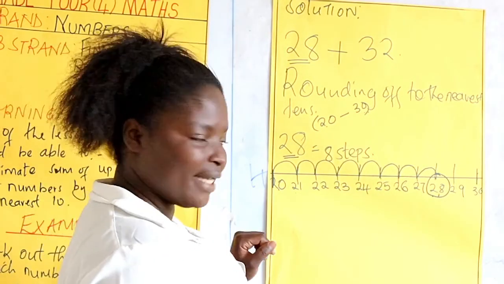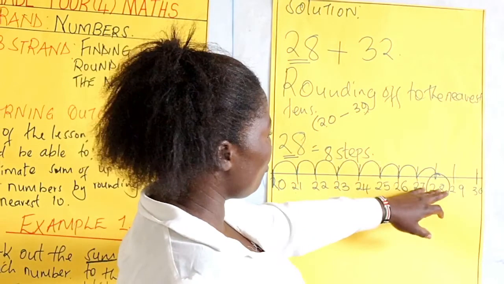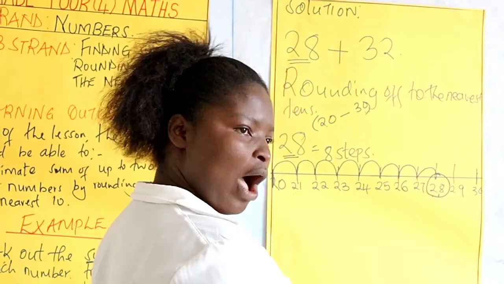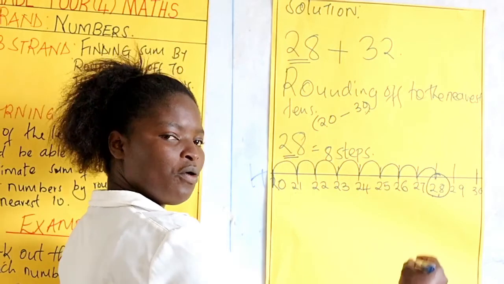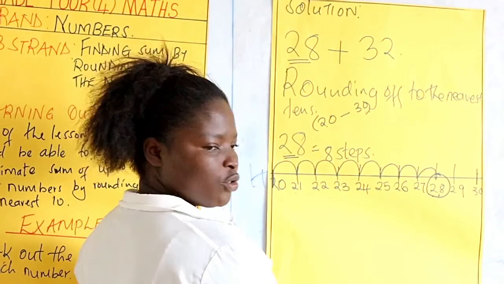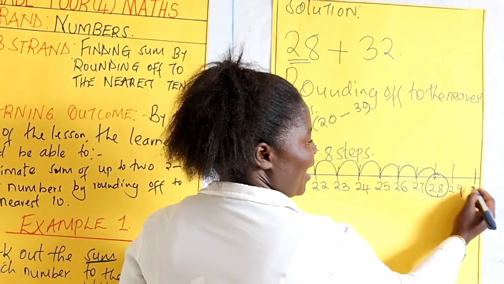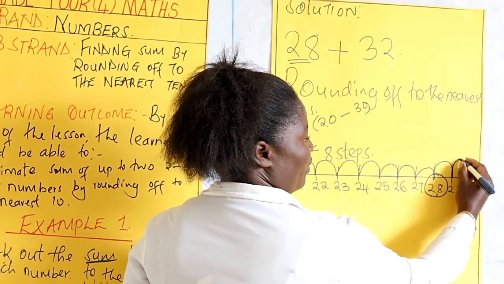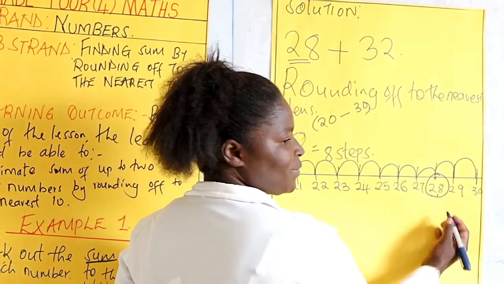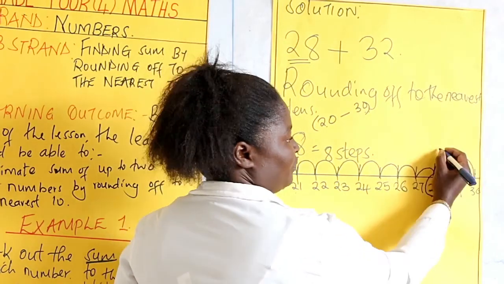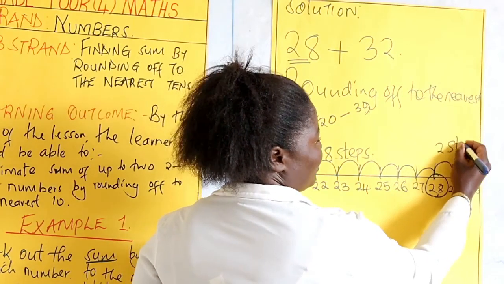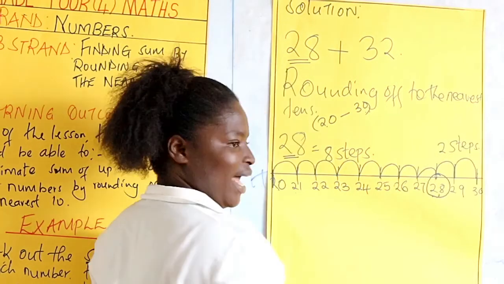We are not yet done. What about from 28 to 30? How many steps are we going to go forwards? Can we count together from 28 to 30? The first step, the second step. So how many steps have we gone from 28 to 30? 2 steps.